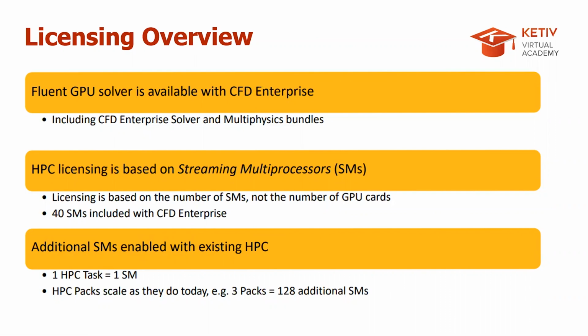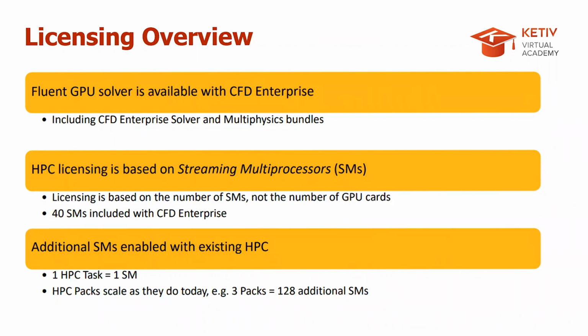And the enterprise license, it accounts for all different physics. It gives you access to all multi-physics bundles. So from a CFD standpoint, the GPU solver is available with the CFD enterprise package. And the way the licensing works is it is based on streaming multiprocessors, okay?